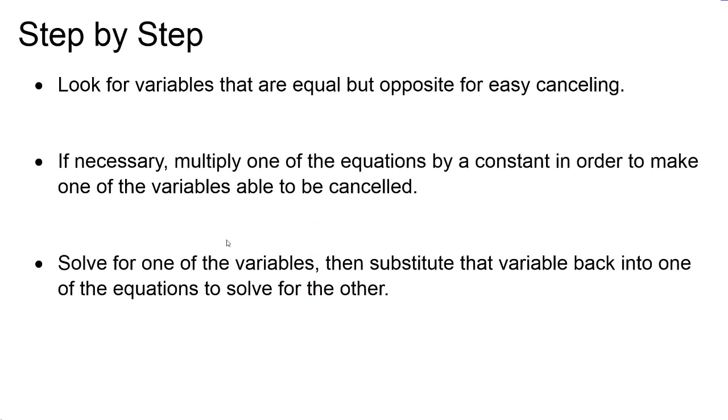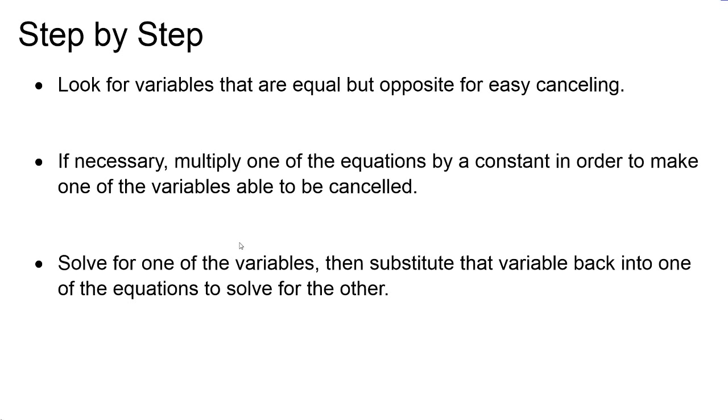So, the step-by-step process for elimination. You want to look for variables that are equal but opposite so that you can easily cancel them. If it's necessary, you're going to multiply one of the equations by a constant, a coefficient, in order to make one of the variables able to be canceled.